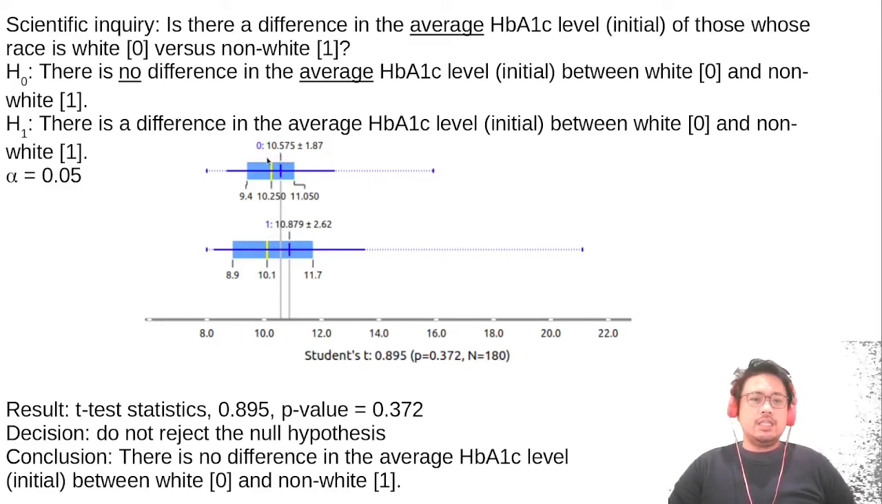So ang kanilang average is 10.575 sa kanilang HbA1c, at ang non-white is 10.87. So ang ating nakuhang p-value base sa ating Orange 3 analysis or sa program is 0.372. So ang decision so mas malaki siya kaysa sa ating alpha. So hindi natin i-reject ang ating null hypothesis. So ang conclusion natin is walang pagkakaiba ang mga puti sa hindi puti in terms of their average HbA1c, initial HbA1c level.